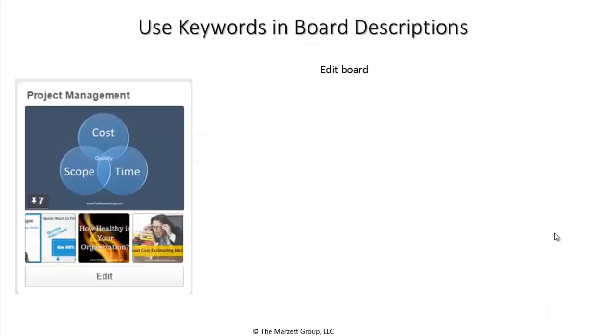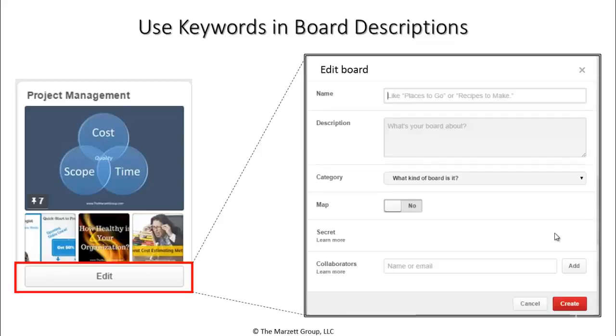The next place would be right in your actual board descriptions themselves. So if you already have a board created, you can go to the bottom where it says Edit, and that will open up the Edit menu where you'll see your board pop up. And again, it's the description itself where you want to incorporate keywords.